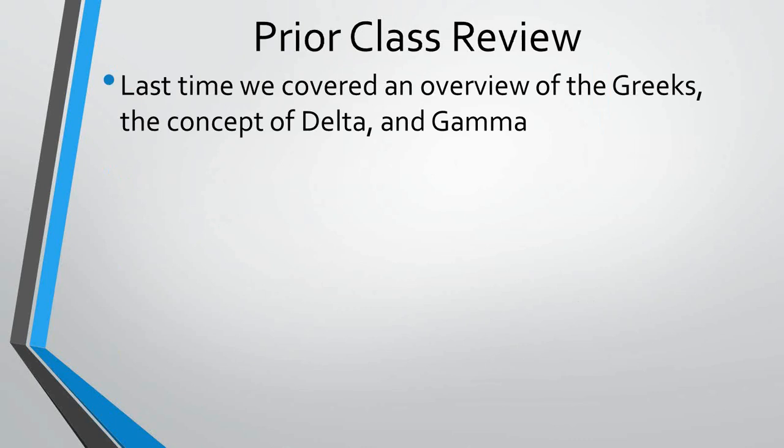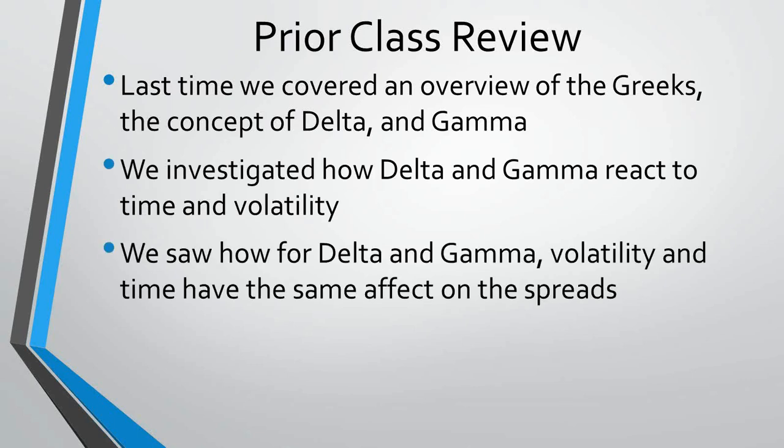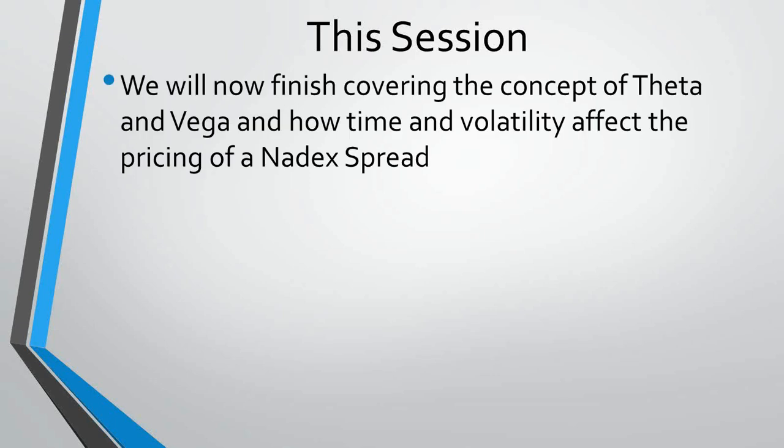Let's talk about the prior class. The last time we covered an overview of Greeks and the concept of delta and gamma. We investigated how delta and gamma reacted to time and volatility. We saw how for delta and gamma, volatility and time have the same effect on the spreads. In this session, we're going to finish covering the concept of Theta and Vega, so the 4 main Greeks that you need to understand to become proficient at trading spreads, and how time and volatility affect the pricing of the Nadex spread.